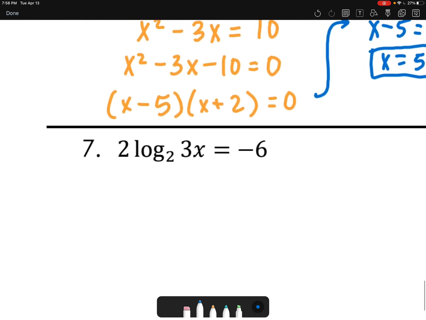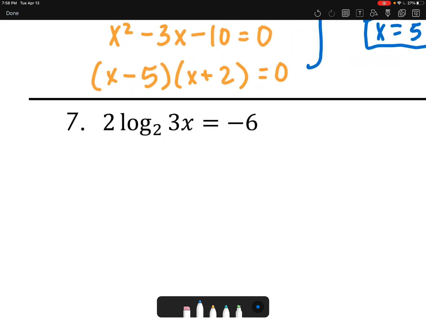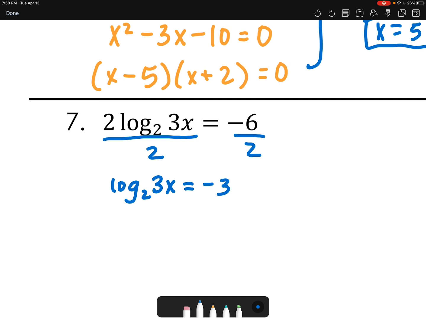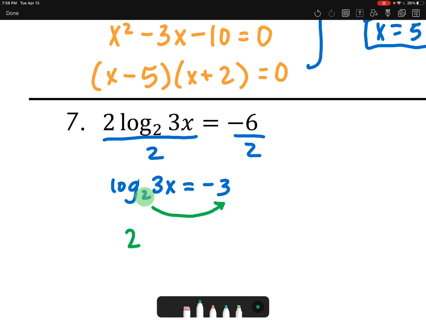Okay, 7 and 8. So number 7, this time we only have one log, not two logs. So we need to isolate our log, just like the steps above. So the first thing I need to do is divide by this 2 outside, and I am left with log base 2 of 3x equals negative 3. So from here I need to change this to exponential form like we did on the front of the notes. So I find my base, and I have 2, and I'm going in my circle. 2 to the negative 3 equals 3x.